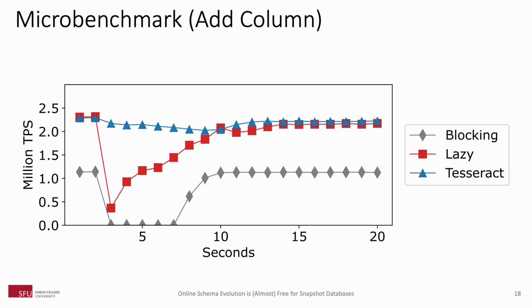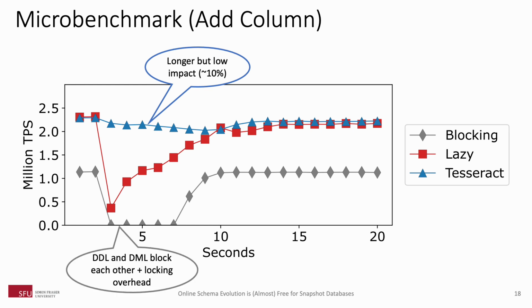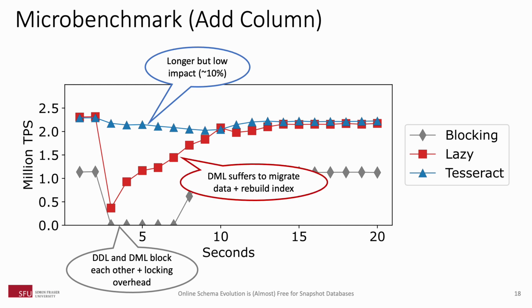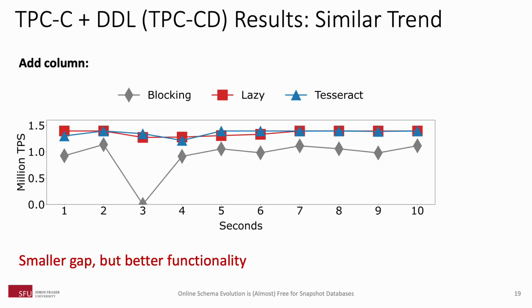Let's take a look at the micro benchmark with add a column again. For our approach, Tesseract, it takes longer because of the CDC job, but it has low impact on the throughput. And for the blocking approach here, it's all about blocking overhead. And for the lazy migration here, because it's built at the application level, the index needs to be rebuilt, and the DML also suffers to migrate data. For TPC-C plus DDL, the so-called TPC-CD results here, it shows a similar trend. The gap between the lazy migration and Tesseract becomes smaller, but our approach, Tesseract, can still offer better functionality.